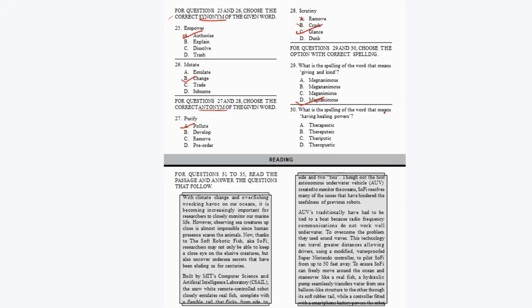What is the spelling of the word that means having healing powers? So it is therapeutic. Okay, so with this, we have completed the first section. Now let's go to the second section, which is about reading the given passages. So let's go to the first passage. For questions 31 to 35, read the passage and answer the questions that follow. So please read this passage carefully and answer the questions correctly.